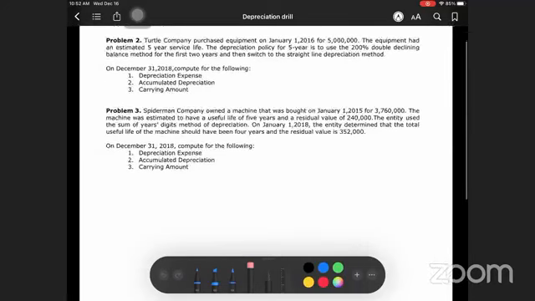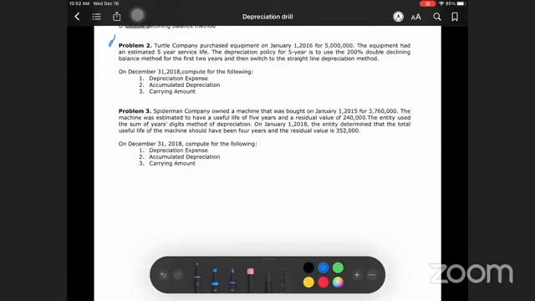Problem 2. Here, there are changes that happened in this problem. Let's read the problem first.